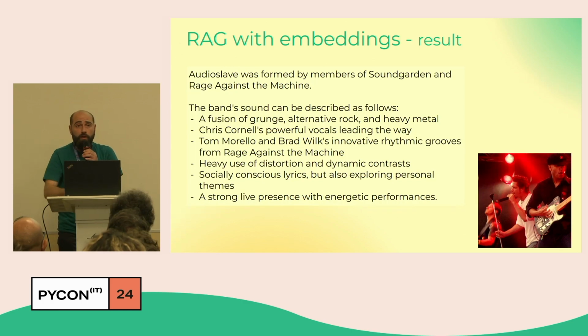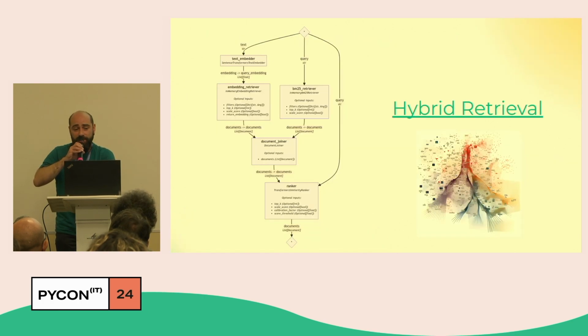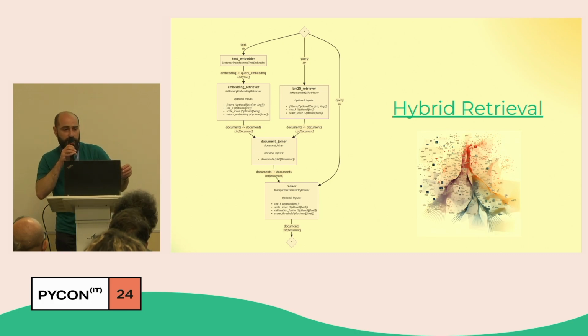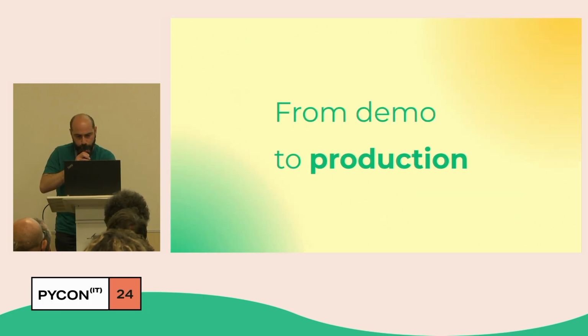Both BM25 keyword methods and vector embedding methods have their own strengths. So it could make sense to combine them in hybrid retrieval, so use both of them and then join the results. But I'm not going into details.